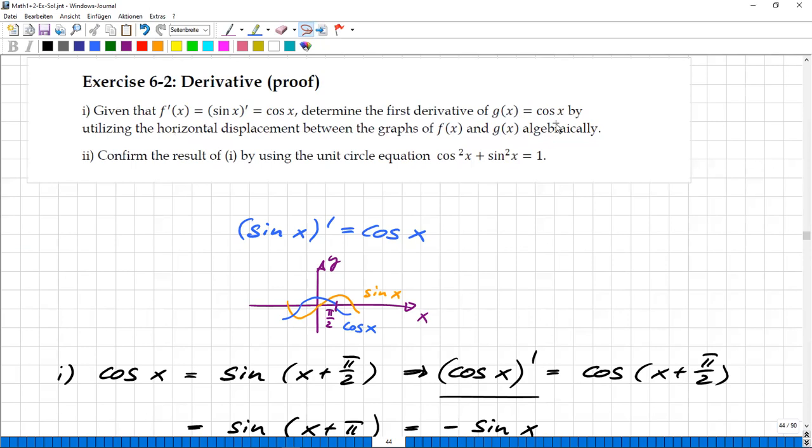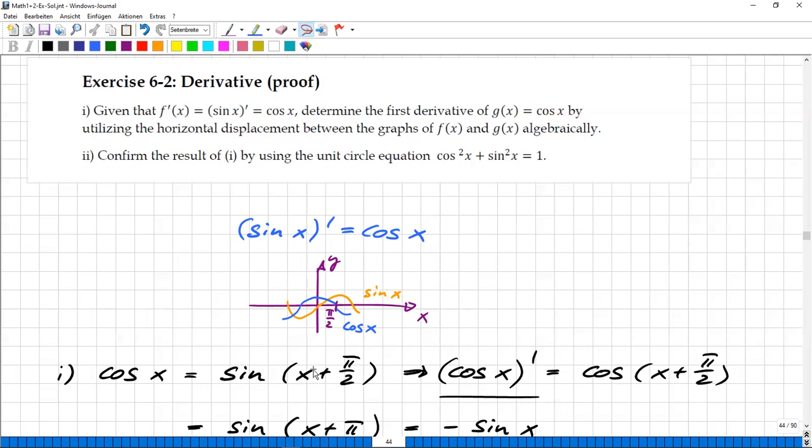We use the fact that sine of x prime equals cosine of x. Now, we know that cosine of x may easily be expressed by using a sine function if we just insert a horizontal displacement. And please remember, if I say x plus pi over 2 here in the argument, this always means that I perform a left shift. This is, again and again, a matter of confusion sometimes, okay?